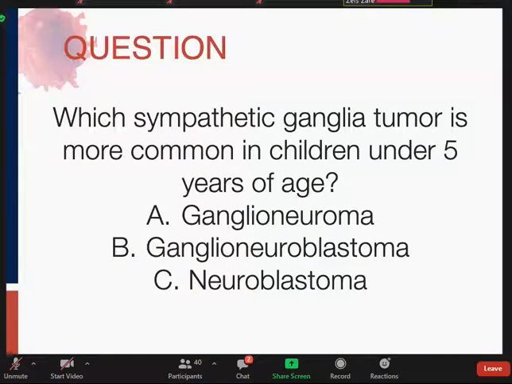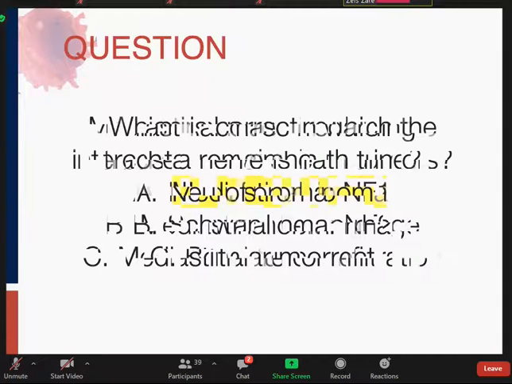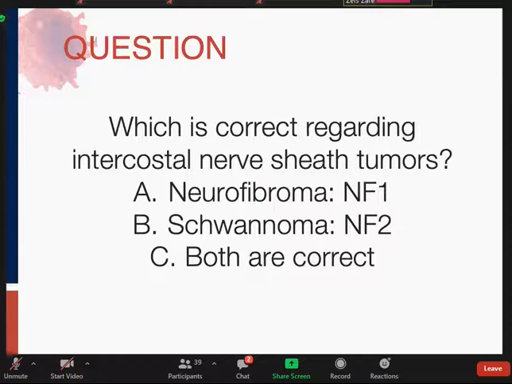Which sympathetic ganglia tumor is more common in children under 5 years of age? The answer is neuroblastoma. Which mediastinal mass in which the trachea remains in midline? Answer is mediastinal lipoma. Which is correct regarding intercostal nerve sheath tumors? Both are correct.